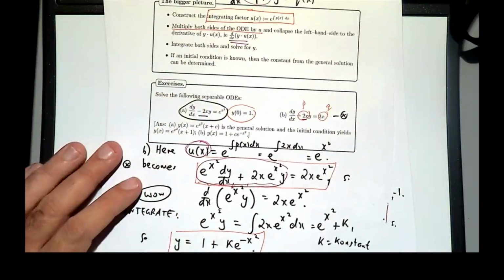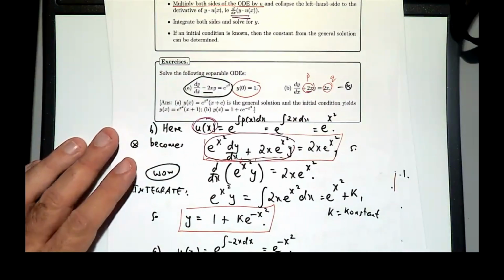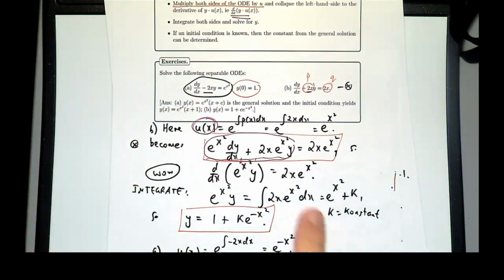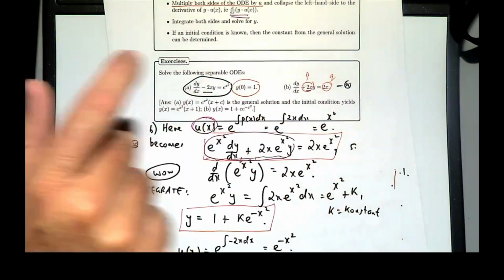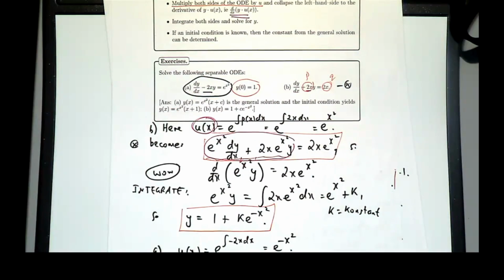But here's a bit more of a formal method for part B down here. So you look at the coefficient of y in the problem, and then you form what's called an integrating factor.